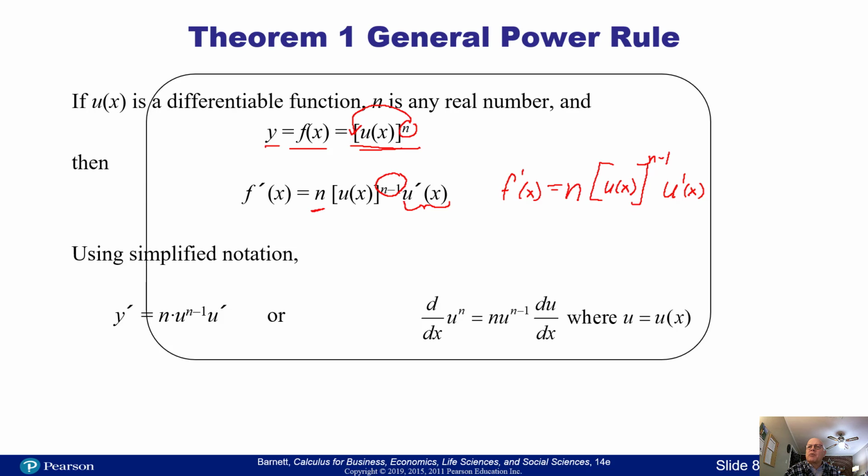Two other ways you can write it. This might be handy for you. That's a really nice, short, concise definition of the general power rule. Or you could write it like this. If you like the notation that Leibniz had, this is a good one.